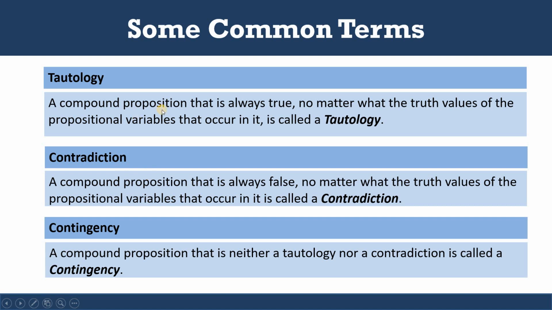Now what about contradiction? Contradiction is just the reverse of tautology. একটা compound propositionের truth value যদি always false হয়, তখন সেই compound propositionটাকে বলা হয় contradiction. So this is the definition: a compound proposition that is always false, no matter what the truth values of the propositional variables that occur in it, is called a contradiction.